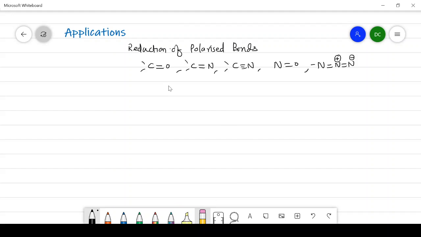Now, in the reduction of a polarized bond, the lithium aluminum hydride is taken in ether. That is, one should keep in mind all the reactions are carried out in presence of ether, and the second step is hydrolysis. And after hydrolysis, we get a corresponding product that is either alcohol or amines, depending upon which type of bond is present in the compound.